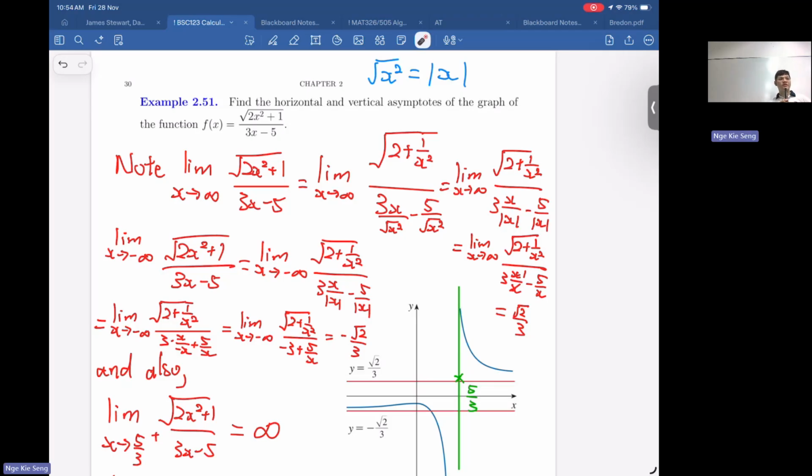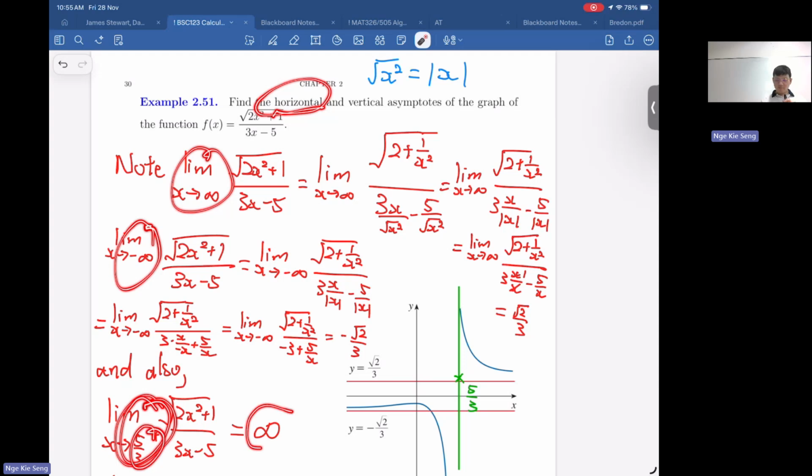Yeah, any question? Find asymptotes only with limits? Yes, only with limits. Either you take the limit to infinity and negative infinity to find the horizontal asymptote, or you find a limit to some point that goes to infinity to find your vertical asymptote. This is the only way to show it.